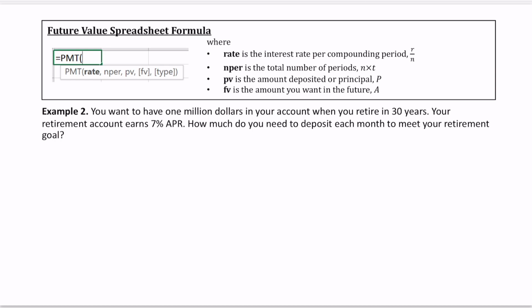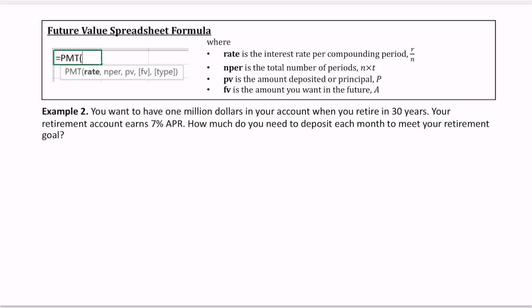The next example we're looking at is going to require us to add a spreadsheet formula to our list of spreadsheet formulas. This one is the payment formula. So we've looked at future value and present value, and now we're going to look at payments. It says you want to have $1 million in your account when you retire in 30 years. Your retirement account earns 7% APR. How much do you need to deposit each month to make your retirement goal?